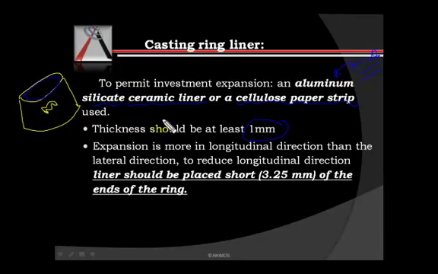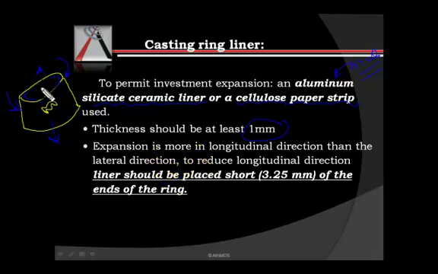But there is one problem with this: the expansion is more towards the open end of the casting ring because it's unhindered. On the lateral sides we have the casting ring itself that actually limits the expansion. So expansion is more in the longitudinal direction than in the lateral direction.